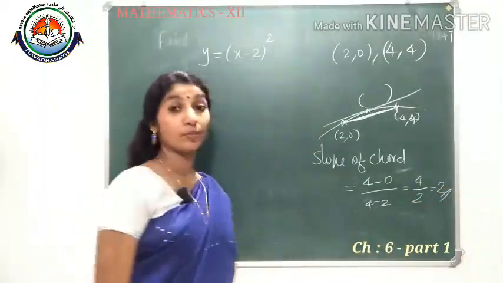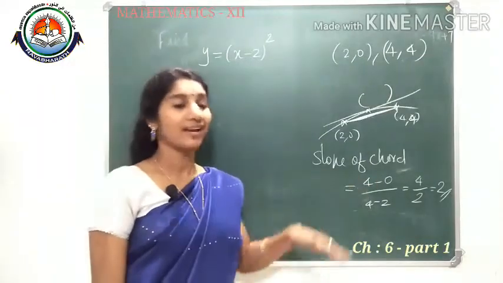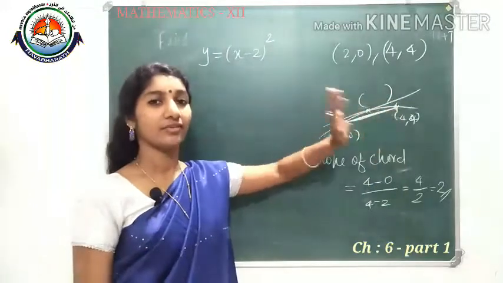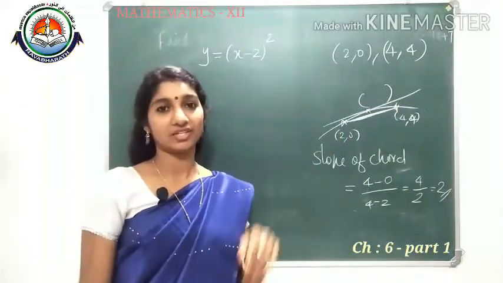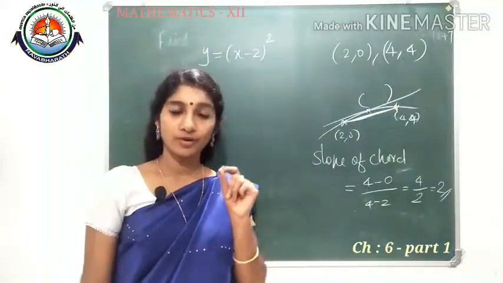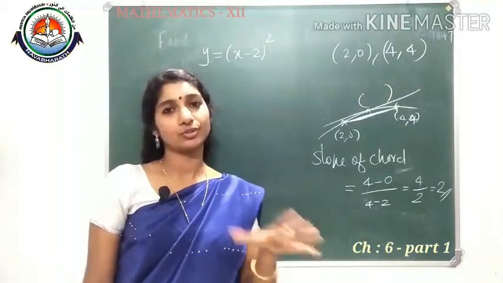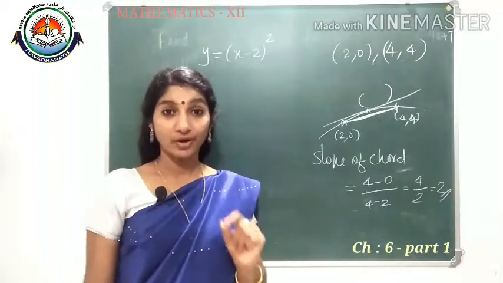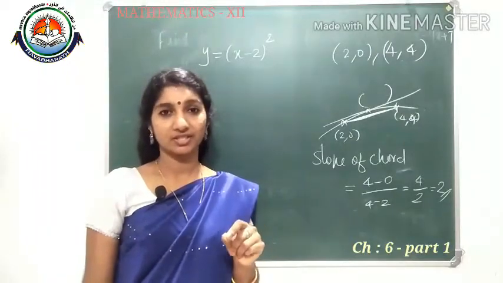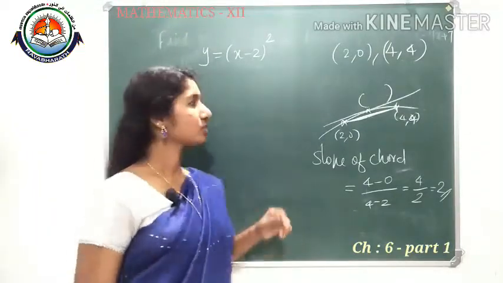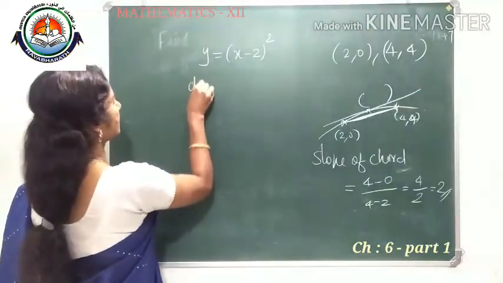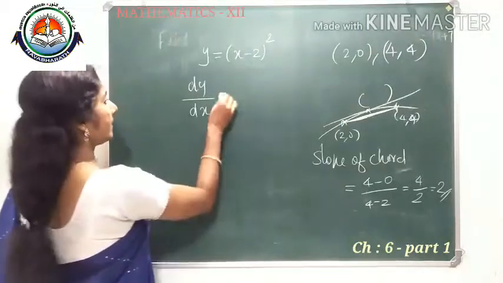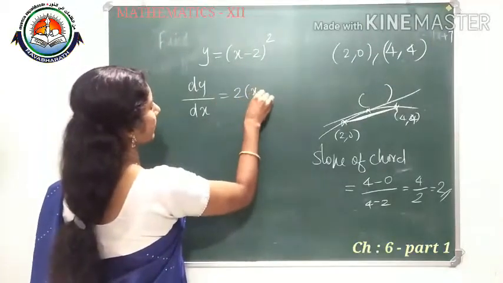So we got the slope of the chord equal to 2, and that will be the same for the tangent. We need to find those points at which the slope of the tangent is equal to 2. Our question has changed like this: at which point is the slope of the tangent equal to 2? So we can find the slope of the tangent. The slope of the tangent is dy by dx. dy by dx is equal to 2 into (x minus 2).